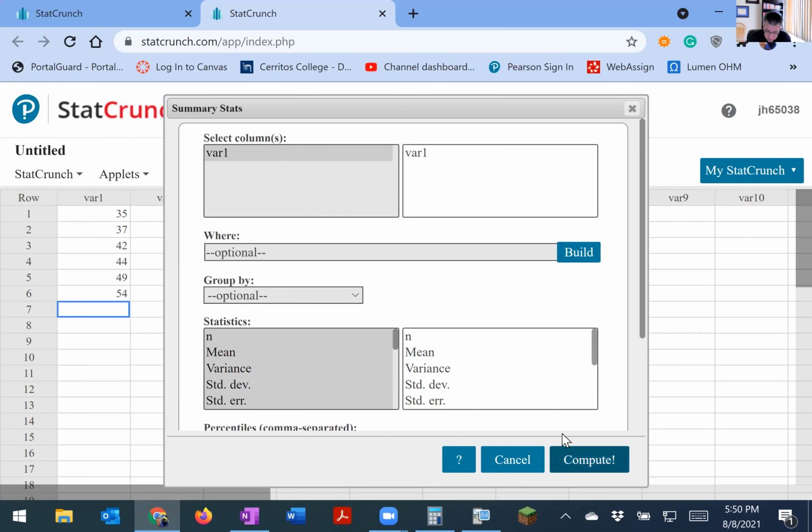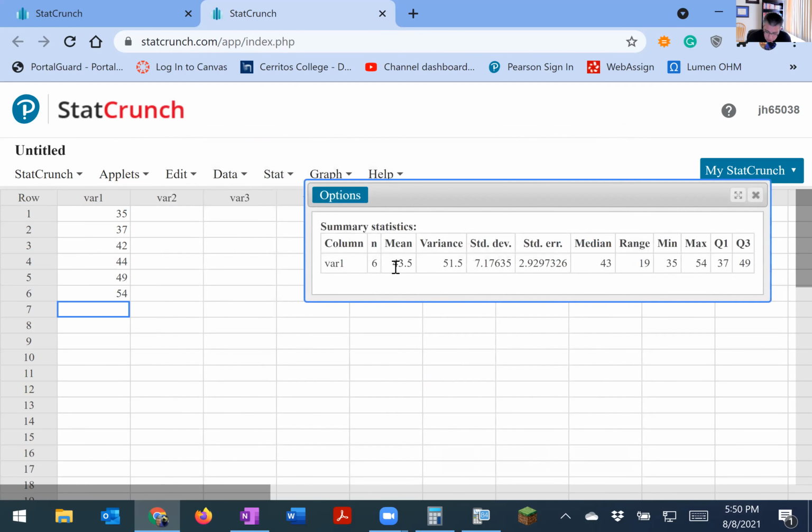We'll get to what standard deviation is in a little bit. But I'm just going to click compute, and it tells me my mean was 43.5, and it tells me what my median is, 43. Will it tell me my mode? No, it won't tell me my mode, but you should be able to look at the data and see what the mode is pretty easily.